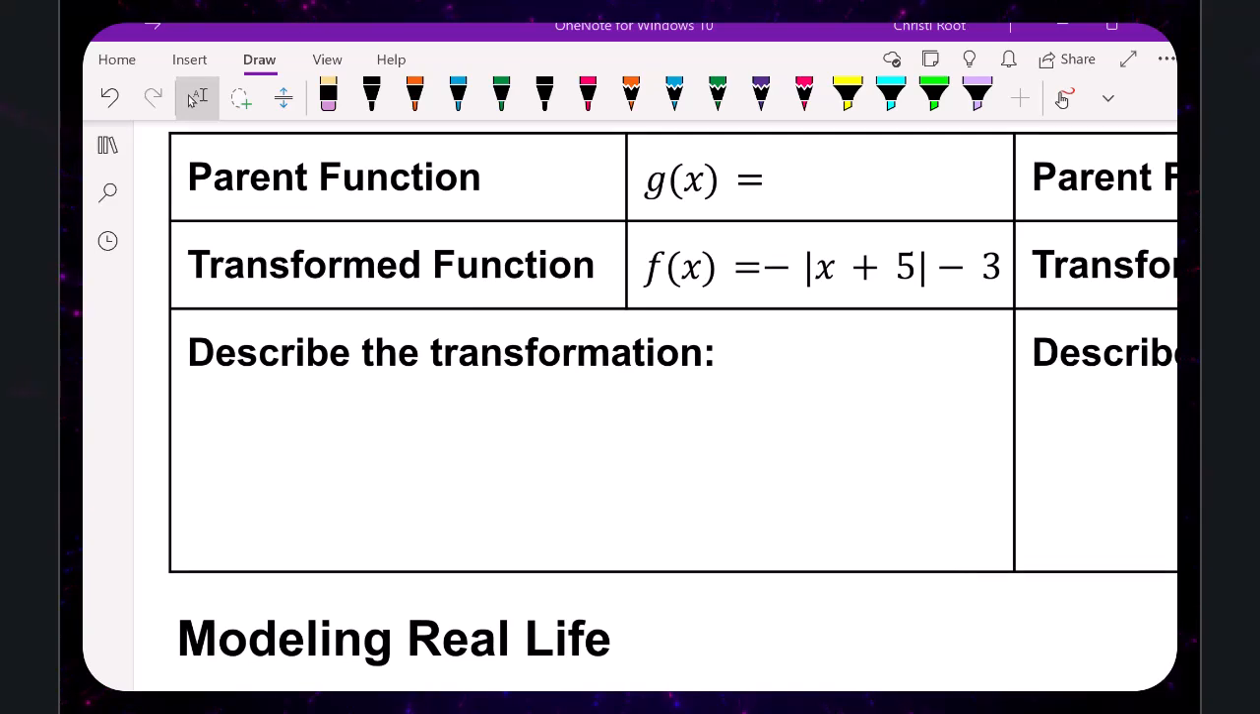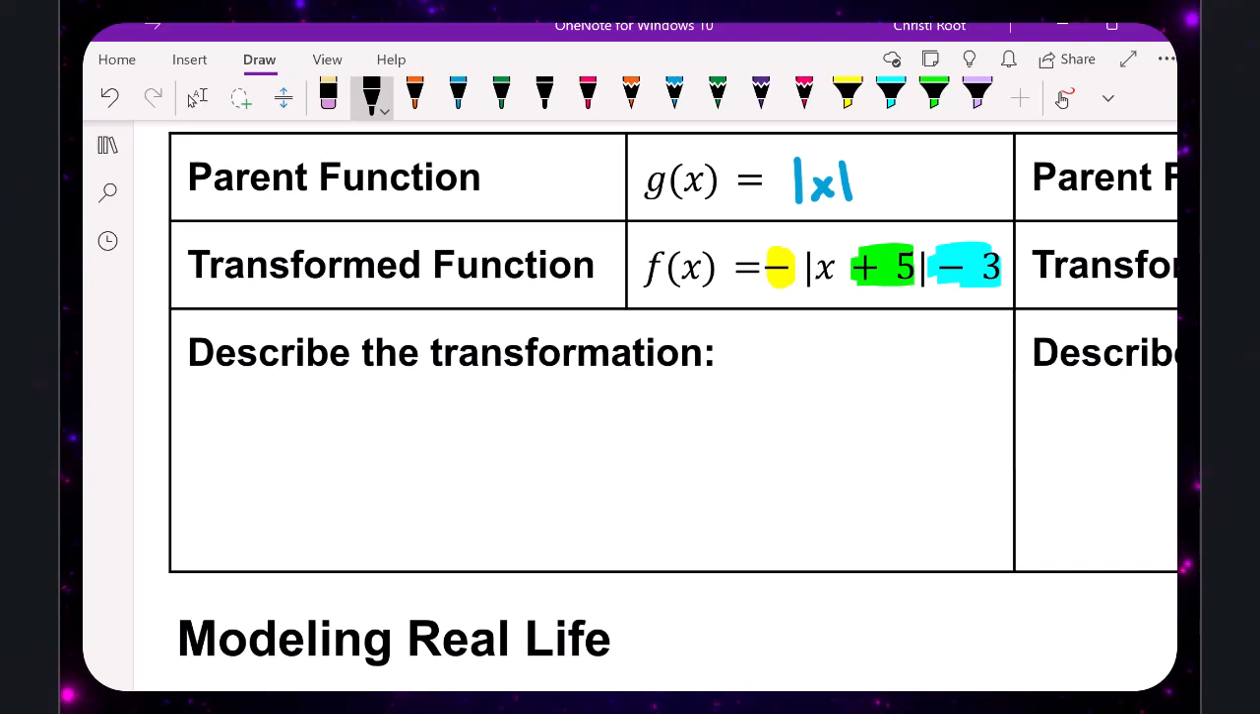Okay, so moving on to the next one. What is our parent function going to be? It looks like I've got these absolute value bars in here, so that is our parent function. Now we have to figure out all of the ways that this parent function has changed. It has a negative in front of it, a +5 with the x, and a -3 at the end of the function.